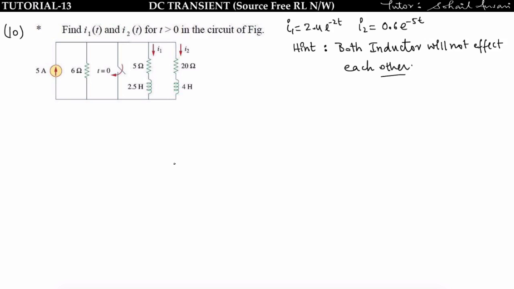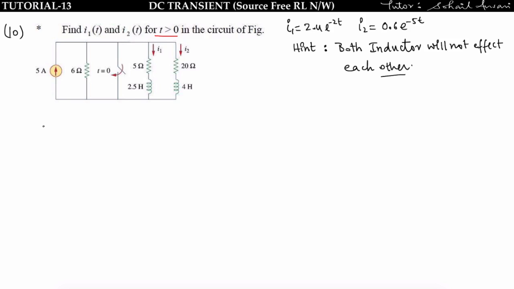Now see the last question. We have to find I1(t) and I2(t) for t greater than 0. Okay, so finding the response for t greater than 0, we have to see the circuit for t less than 0 as well as t is equal to 0 plus and t greater than 0. Okay, now see this circuit. At t is equal to 0 this switch is closed, means for t less than 0 this switch is open, means this source is connected to both the inductors.